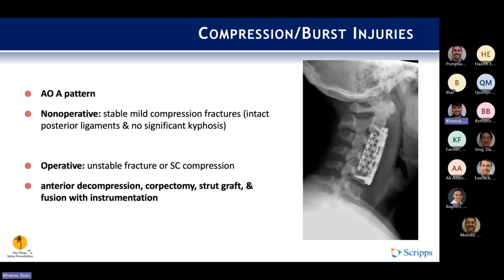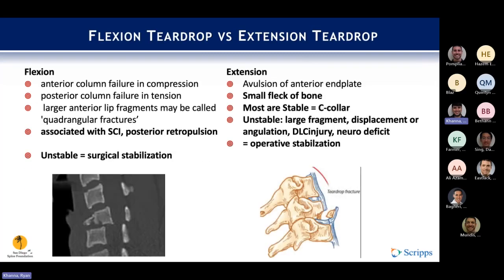Usually, these are treated through the anterior column, usually anterior decompression with a corpectomy if needed, and can usually be done using an expandable cage versus a strut graft. It involves fusion with instrumentation.